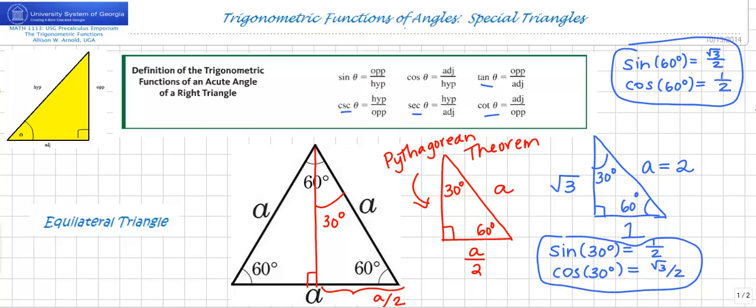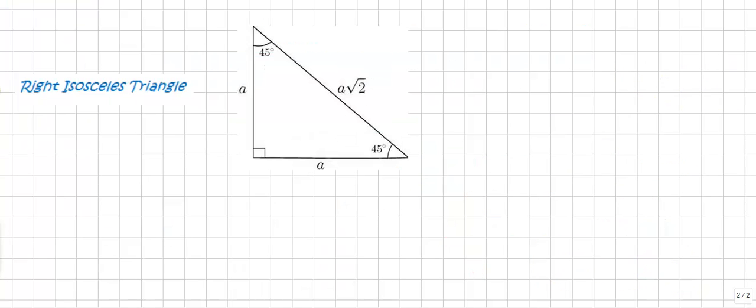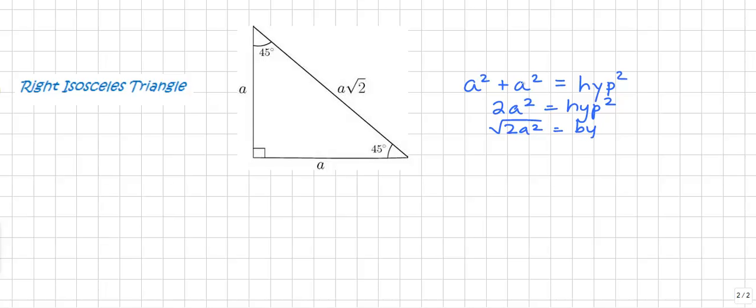Okay? All right, we're going to also take a look at the 45, 45, 90 right triangle. The 45, 45, 90 right triangle is a right isosceles triangle. So you have two equal sides, and when you apply the Pythagorean theorem to the situation, that would lead you to the conclusion that the hypotenuse is the square root of 2 times the original side length.